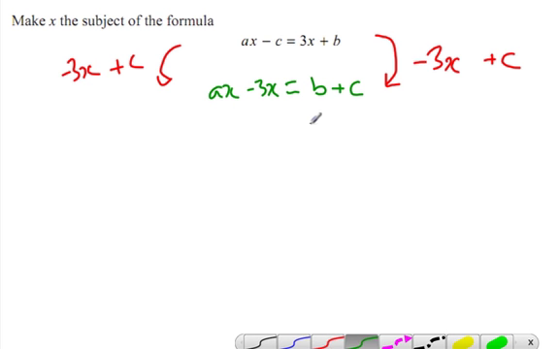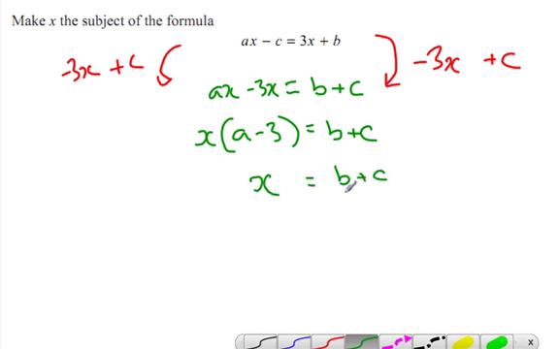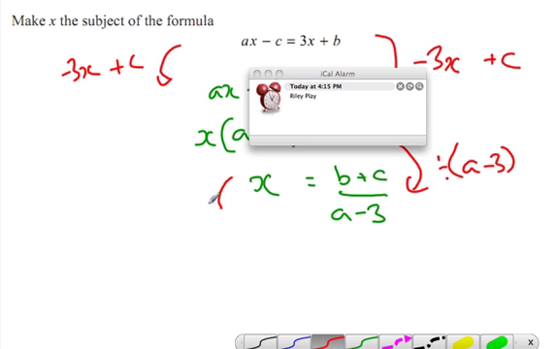Okay. So now, we've got 2 x's. How are we gonna make that into just 1 x on its own? The only way I know how to do it is to factor out an x. So we've got x times a minus 3, and we add c. We haven't done anything on this side. And now to get x on its own, I divide both sides by a minus 3. So we'll just put in that we've divided by a minus 3.